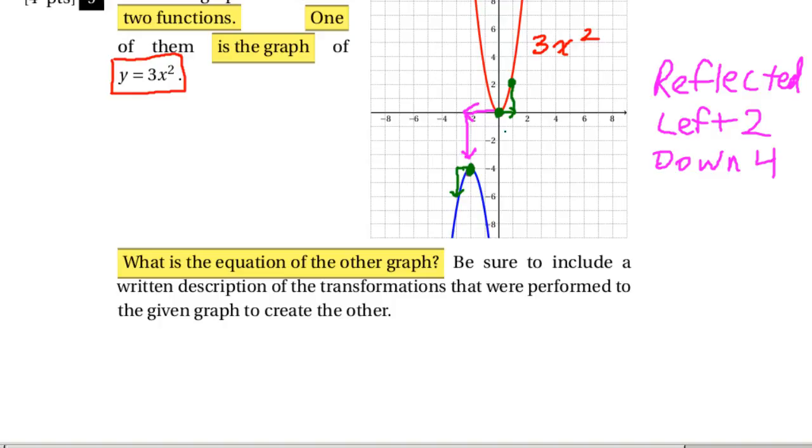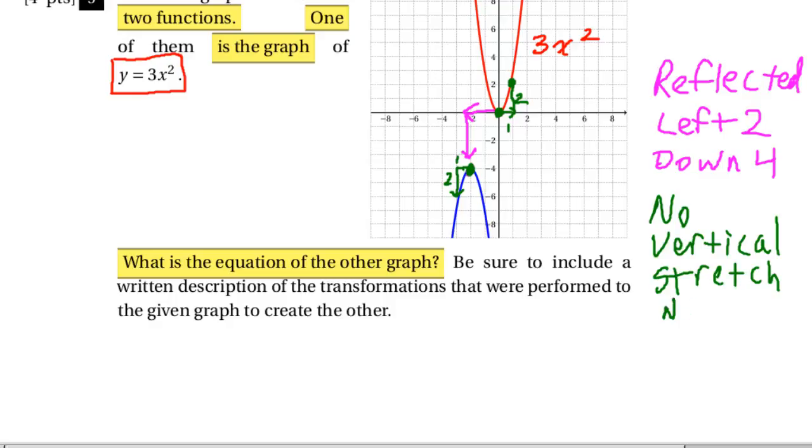The fact that it's over 1 and up 2, over 1 and down 2, means that it's using the same stretch. So there is no vertical stretch. Let's say that again. There is no vertical stretch. There's also no shrink.